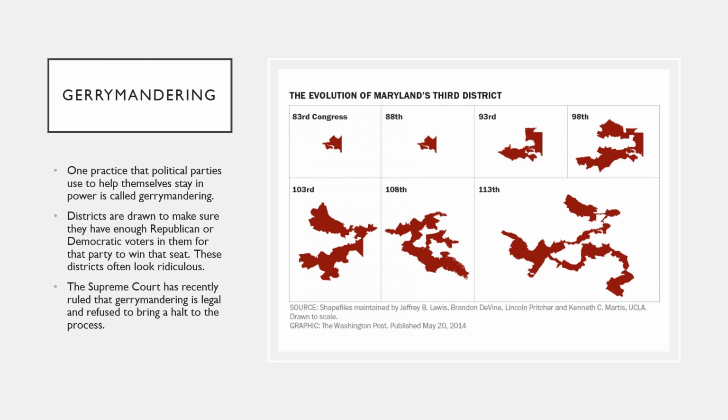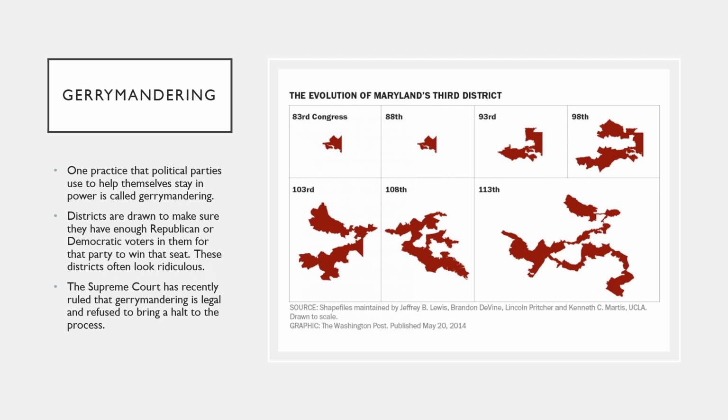Because House members are elected by district, in other words, they don't represent an entire state, they represent a district within the state, districts have to be drawn. And one of the practices that's been around for a long time by political parties to try to stay in power is called gerrymandering. This practice is where they draw district lines that benefit them the most.